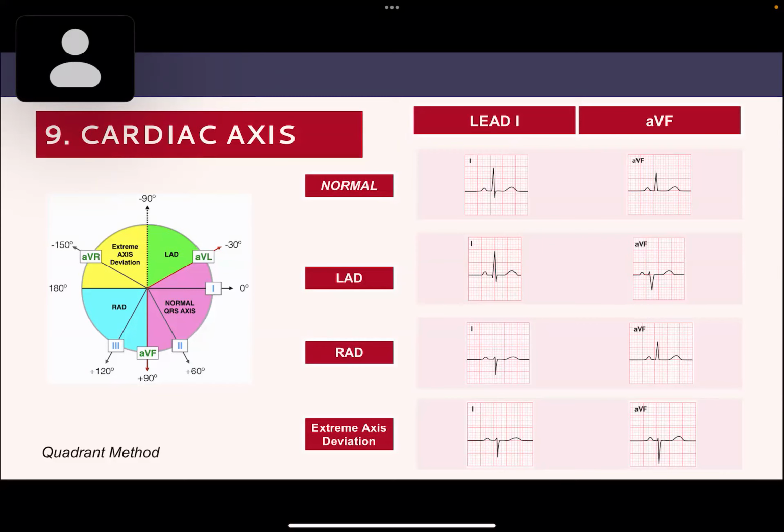Okay, so the 9th step is the cardiac axis. And there are 3 main ways that you can figure out what the cardiac axis is. And what the cardiac axis is, basically, is the net electrical potential, or the direction of this electrical activity. And the most important thing that you guys should remember about this is that the normal electrical cardiac axis, the main cardiac axis, is between -30 to +90.